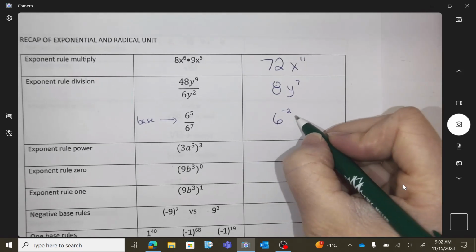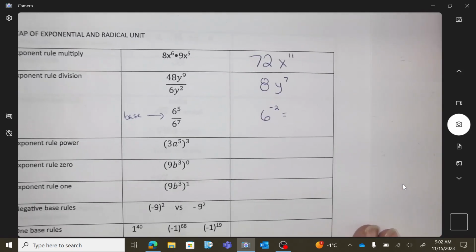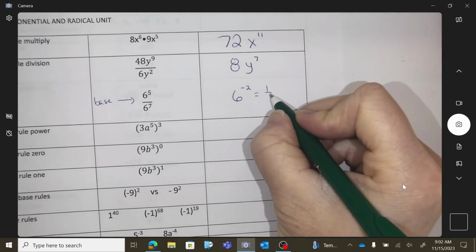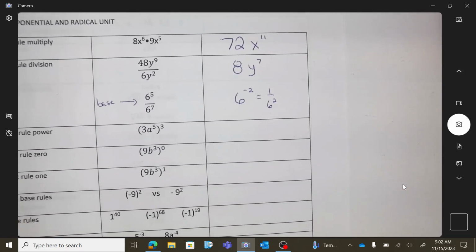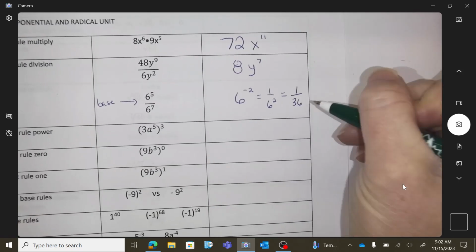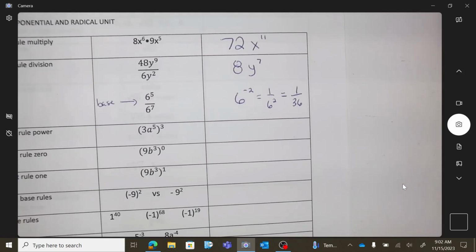I'm going to rewrite this, though. How do I rewrite negative exponents? 1 over. Yep, change their location. And then I'm still looking for more. That's as far as I can go.